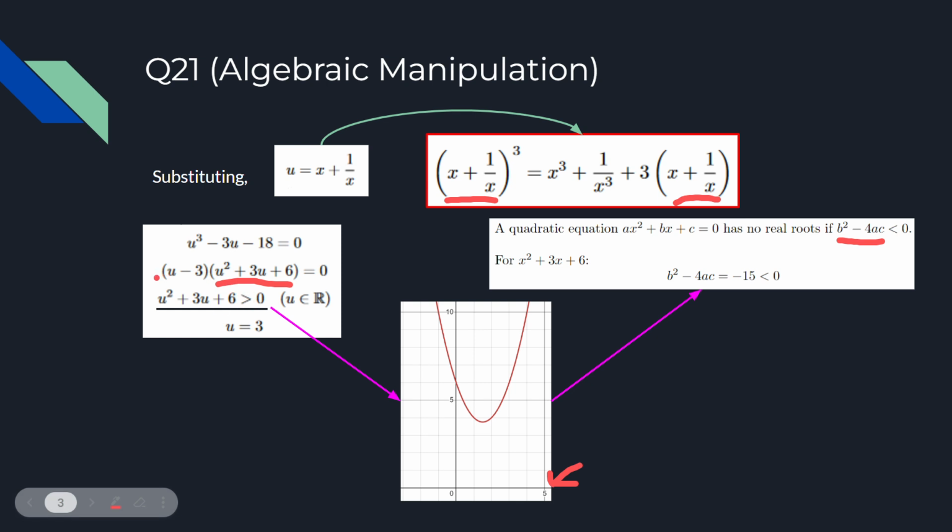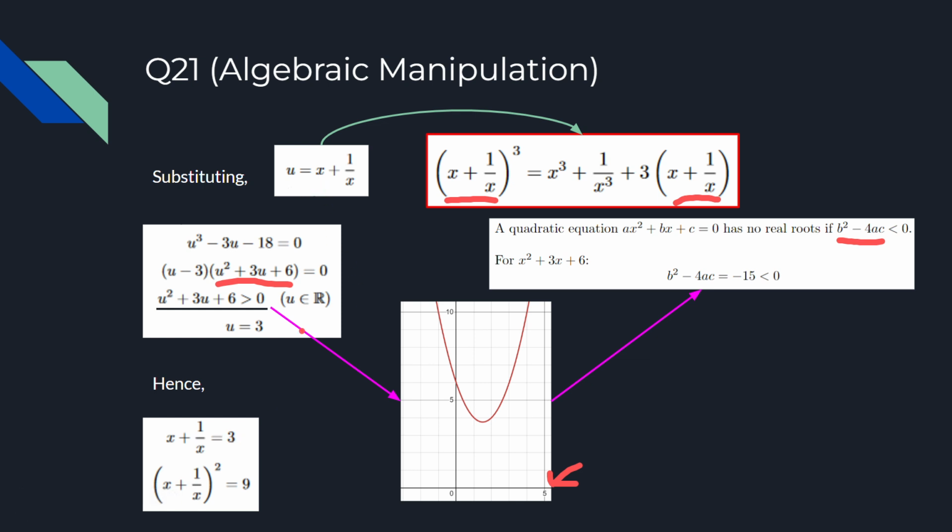So for this equation to be equal to 0, we realize that u must be equal to 3. So that is the only solution to our equation over here. Hence, x plus 1 over x is equal to 3 because we substituted that in. And then we want x plus 1 over x squared. We simply square that thing and we get 9. So that's question 21. And I highlighted the main theme over here.